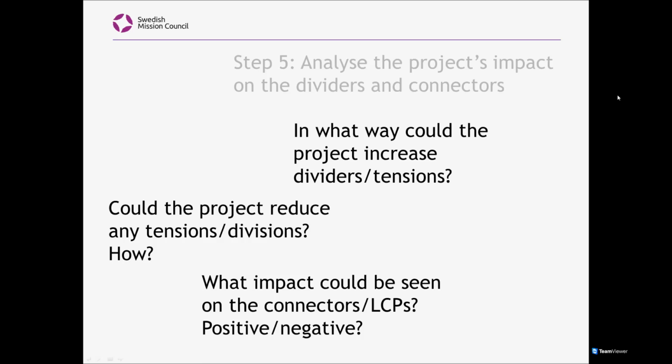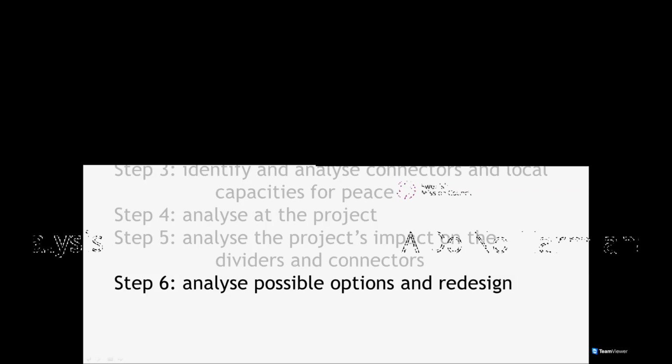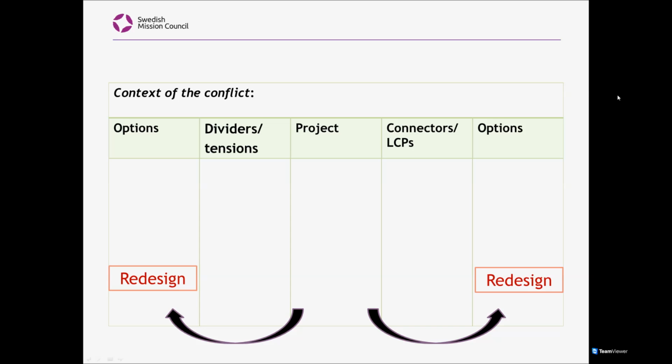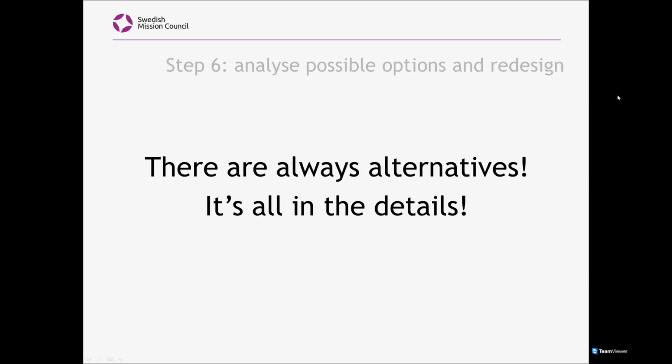Positive, negative. The last step of the Do No Harm analysis is to analyze possible options for implementing the project, and based on these findings to make decisions to redesign the project. So if we see that there is a risk that the project increases tensions, what options are there in terms of project design? What changes could be made in order not to increase the tension and to strengthen the local capacities for peace? According to the findings of the Do No Harm project, there are always alternatives, and the difference between worsening conflict and supporting local capacities for peace is all in the details.